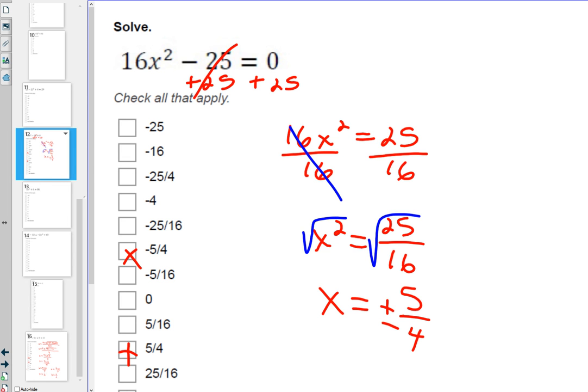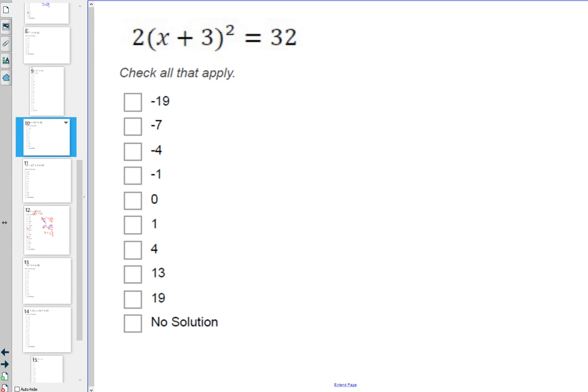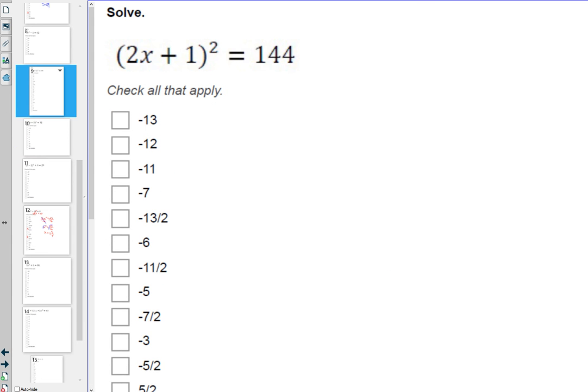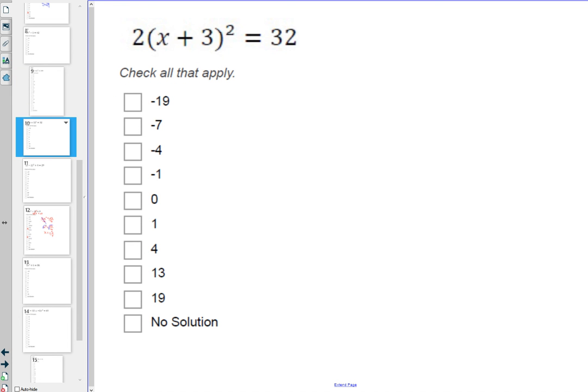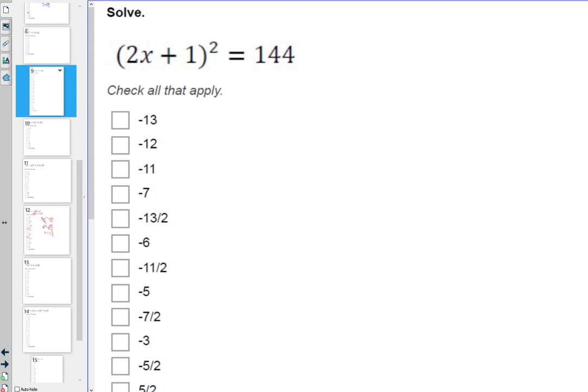I can do one more problem. So let's do one of these. Here, I already have a perfect square because I have a parenthesis being squared. The key is, how many x's do you see? One. So this is kind of like completing the square, but the square's already been completed for you. I can do the square root property here. The first step would be to take the square root of both sides.